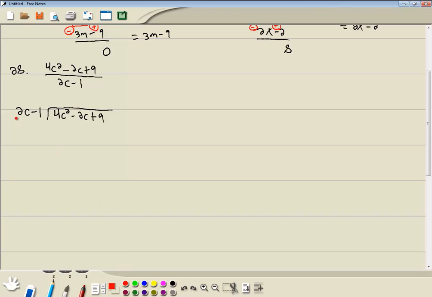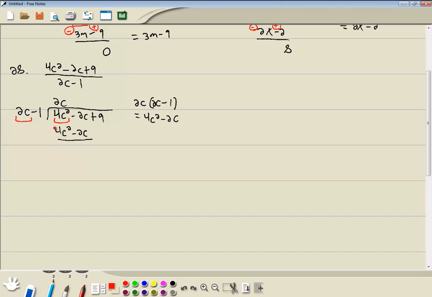Again, we look at the first term of each, decide what to put up on top. So you ask yourself, what times 2c gives you 4c squared? And that'd be 2c. Now, whatever you put up on top, you can multiply by what's out in front. So I'll take 2c times 2c minus 1. Okay, 2c times 2c is 4c squared. 2c times negative 1 is negative 2c. So we're going to have 4c squared minus 2c.